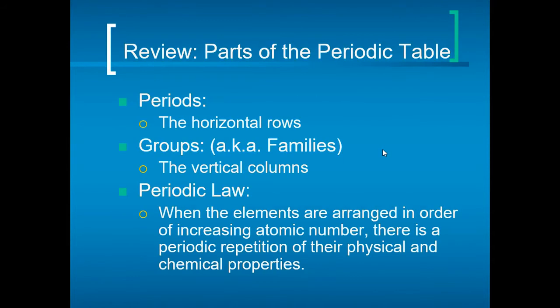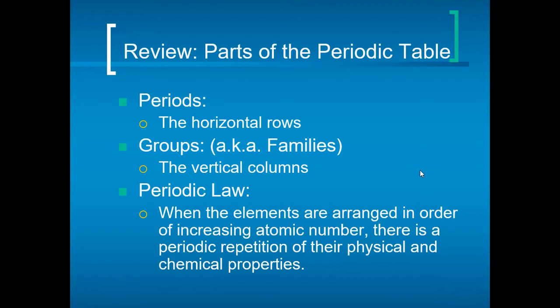Well, before we do that, let's review some parts of the periodic table. To begin with, as you go across the periodic table, we call those the periods. The horizontal rows are called periods. Your columns, your vertical columns up and down, those are called groups or families. So periods are across, groups and families are up and down.